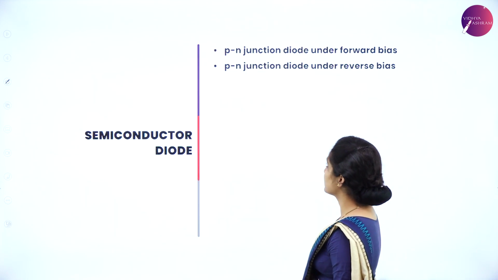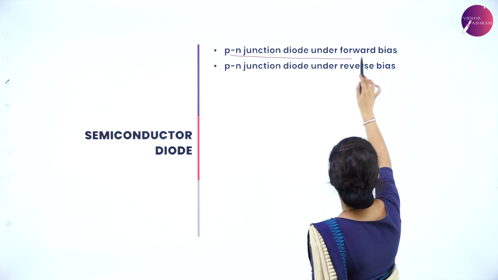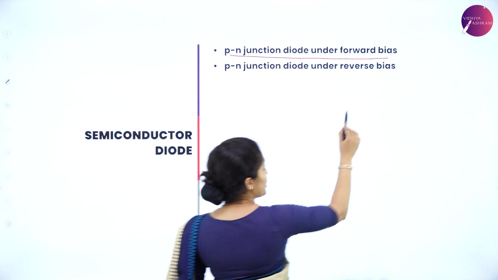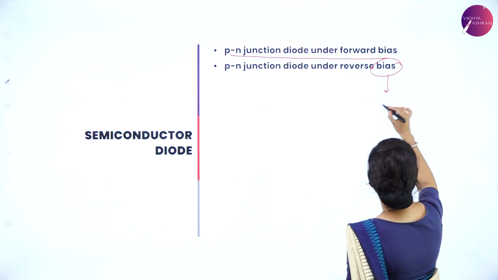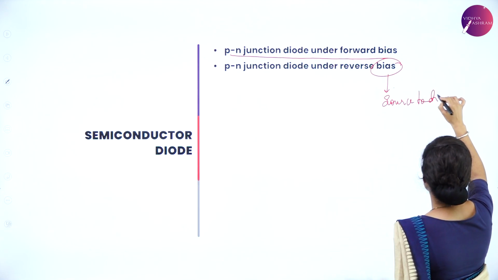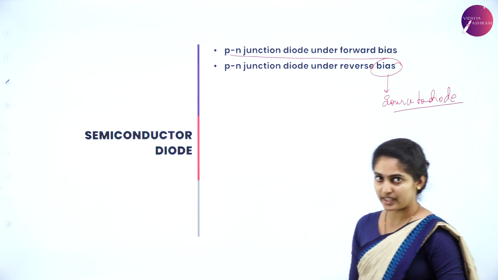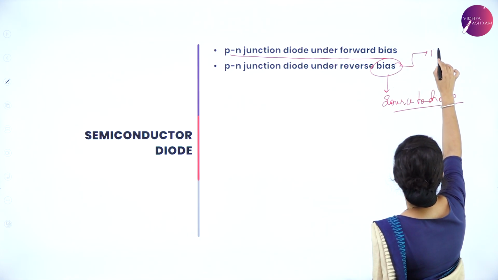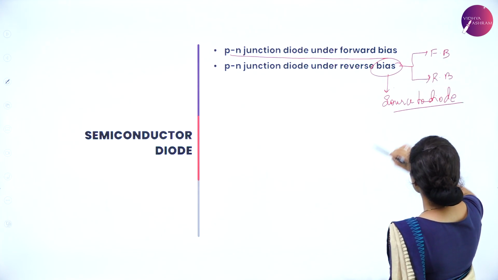Next is the semiconductor diode. In the case of a p-n junction diode, before checking forward bias, let us check what is meant by biasing. Biasing means connecting a battery source to a diode or a component. There are two types: one is forward bias and another one is reverse bias. So what is a forward bias?